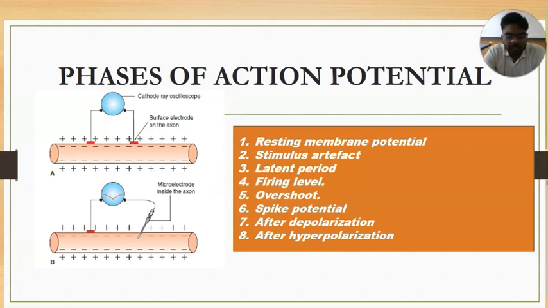So, phases of action potential. These are the 8 stages. When we study the nerve fiber, Hodgkin and Huxley, these are the two scientists, the Nobel laureates. These scientists studied the giant squid axon for the purpose of understanding the generation of action potential. What are the phases of action potential, right?